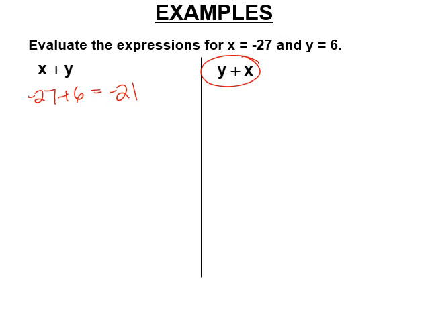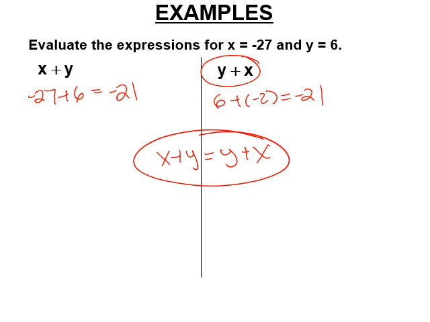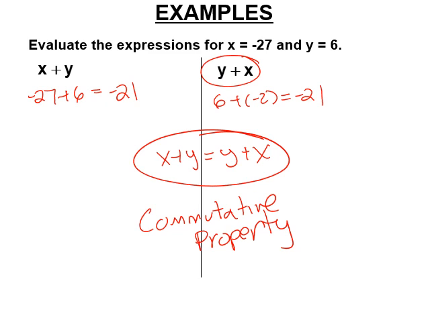So does this mean that x plus y will always have the same answer as y plus x? Yes, it does. What property says so? Say it out loud. It is the commutative property of addition. There is a multiplication version of this as well. X plus y always equals y plus x.